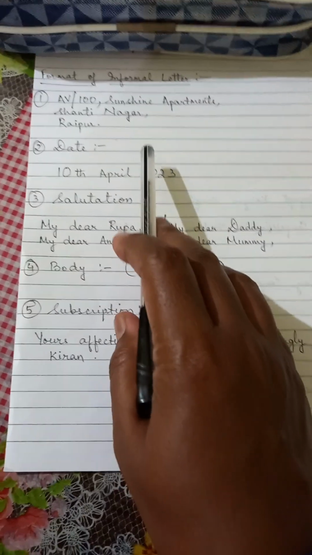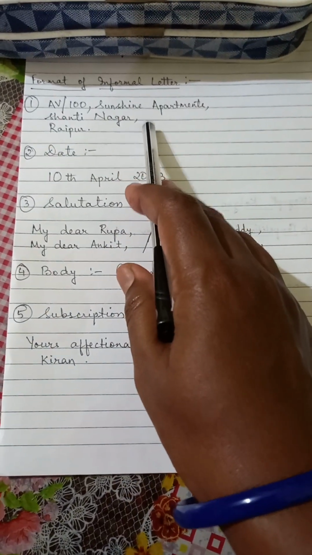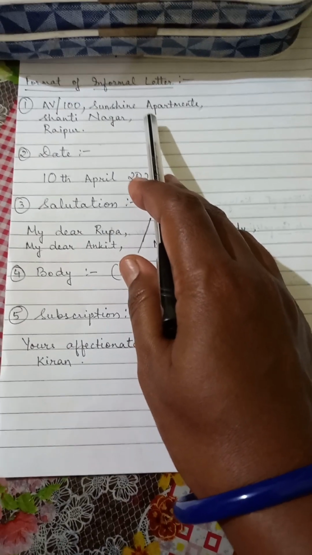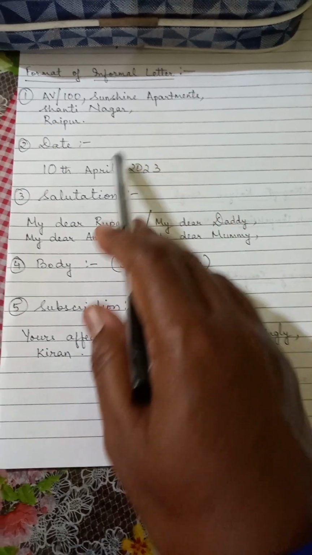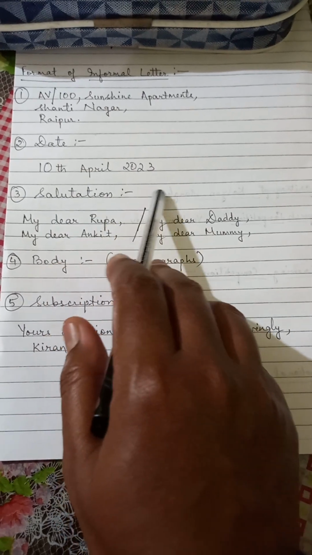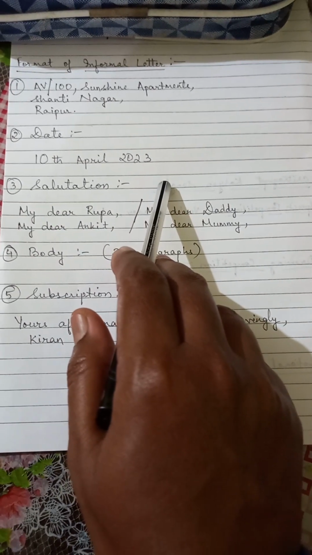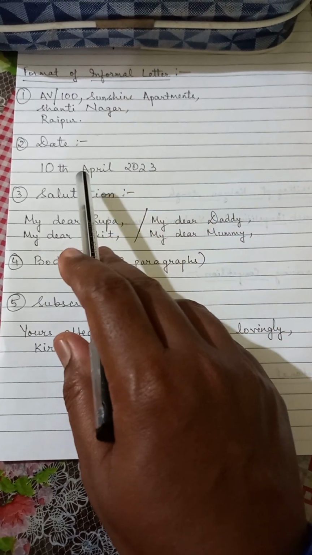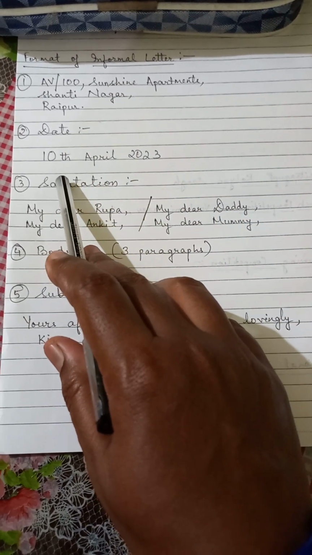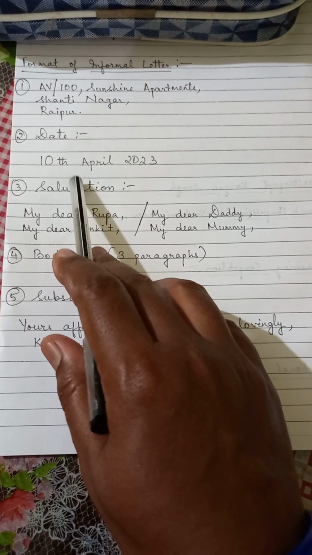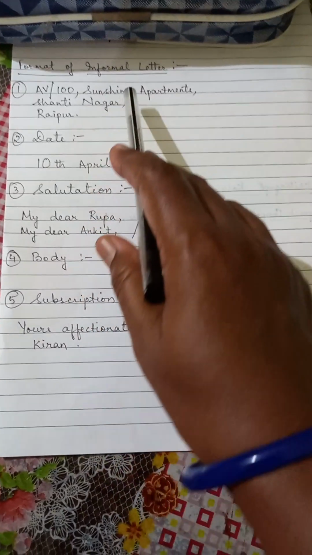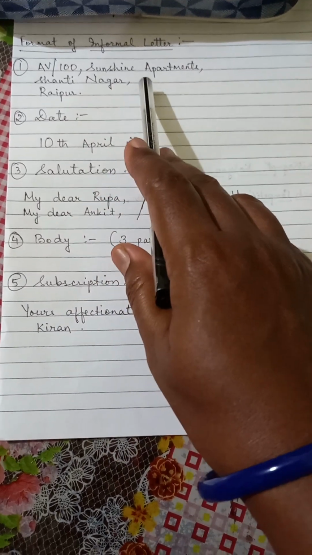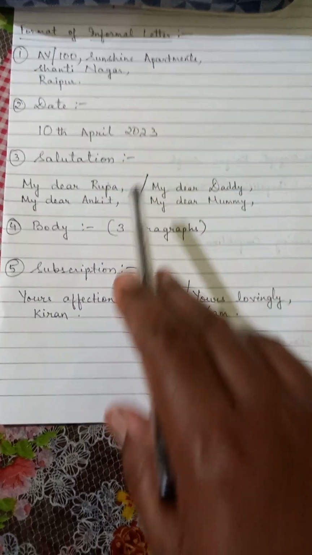Another thing here, informal letter requires only one address, the sender's address. If you are sending the letter, only your address is required. As you can see, there is no receiver's address. Sometimes children get confused between formal letter and informal letter, and they write the receiver's address even in this format, but that is wrong. Please remember this format and write only the sender's address.